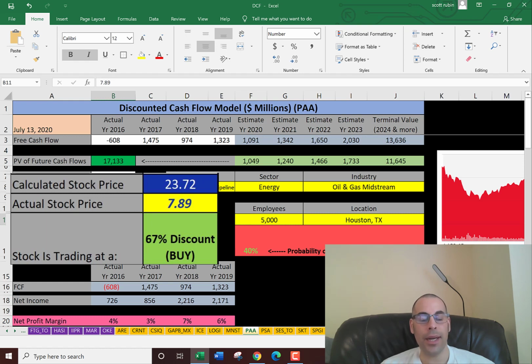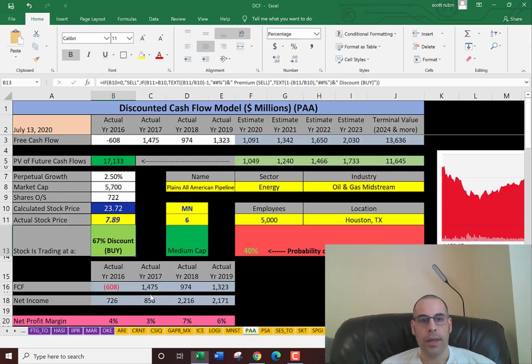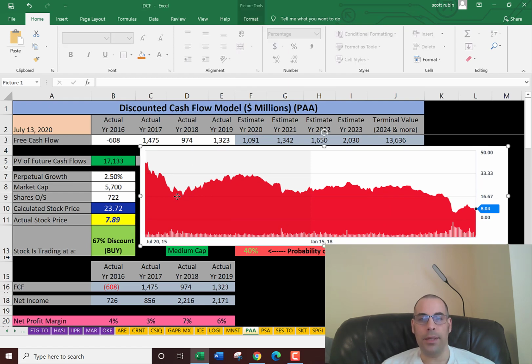It's trading at $8, so it's trading at a 67% discount. So it's a strong buy according to the model. Simply Wall Street doesn't have a valuation for this company. They don't have enough data. So with volatile companies, it can be tricky to value them. Every valuation is an assumption based on the inputs, and my assumption was my model, my inputs.